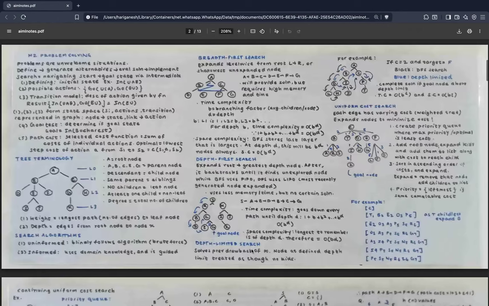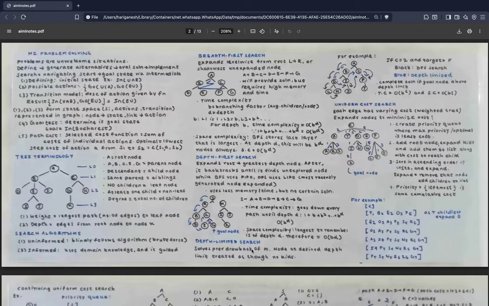Now module two, which is problem solving. There's a bunch of theory in the beginning. Problems are unwelcome situations. You probably want to generate alternatives and reach a goal state. A transition model is used to model these problems.